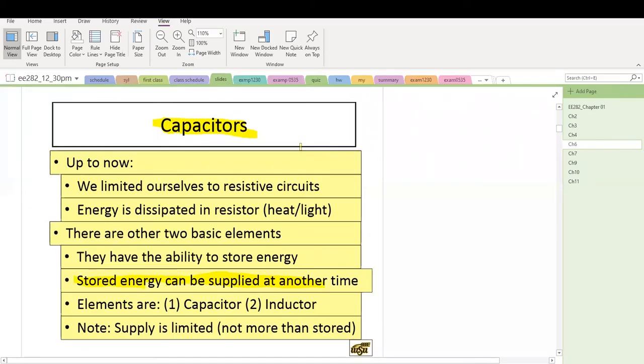In this video, we look at capacitors. Capacitors can store energy and deliver the energy later on. Resistors, which we have considered a lot, cannot store any energy. So capacitors can store energy, but resistors cannot. This is one of the biggest differences between capacitors and resistors.